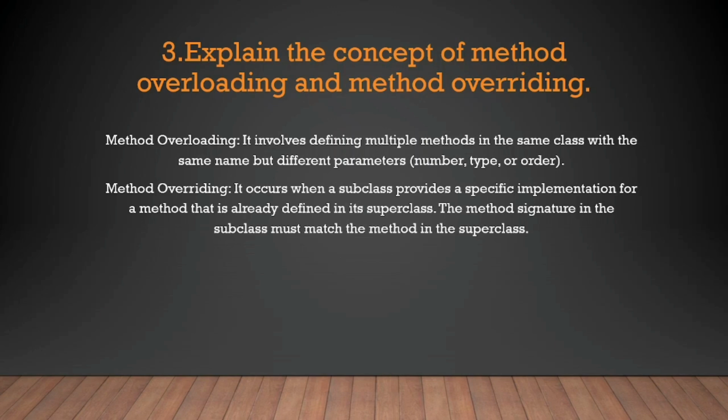Method overloading means method names must be the same, but the method signature is different. Here, signature means a different parameter, return type, and order of the data. Then what about method overriding? It occurs when a subclass provides a specific implementation for a method that is already defined in its superclass. The method signature in the subclass must match the method in the superclass.